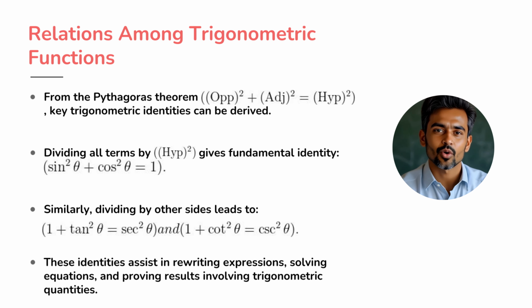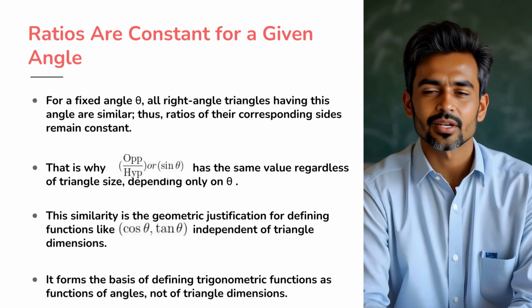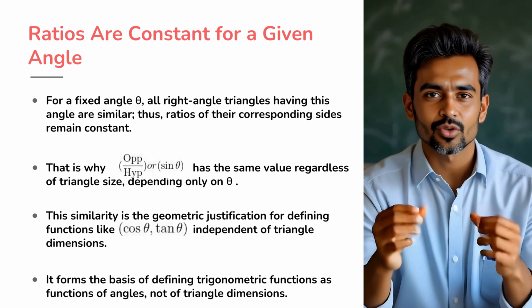This is the king of all trigonometric identities. It lets us rewrite many expressions and is the backbone of trigonometric problem solving. Similar divisions give us two more identities: 1 plus tangent squared theta equals secant squared theta, and 1 plus cotangent squared theta equals cosecant squared theta. You're doing great. Now, here's a cool fact.